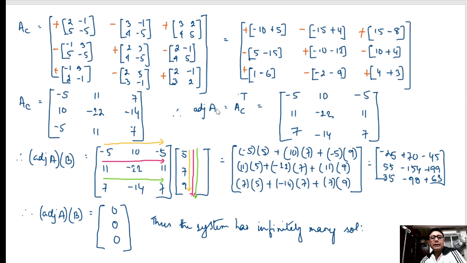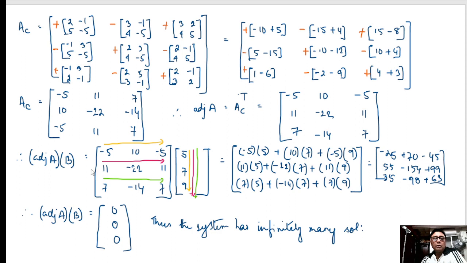So now find the adjoint of A, which is the transpose of these cofactors. That means transpose means the first row becomes the first column, the second row becomes the second column, the third row becomes the third column.